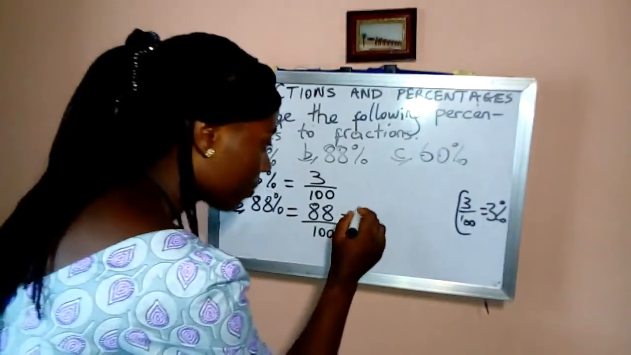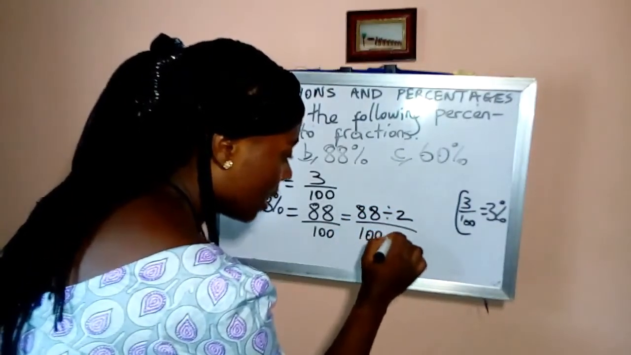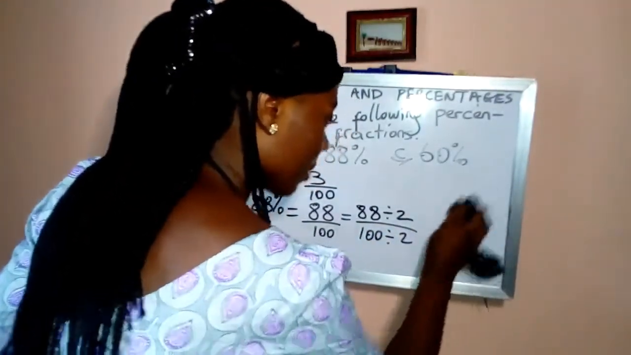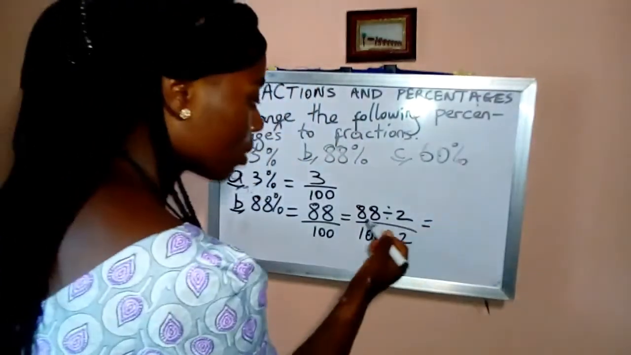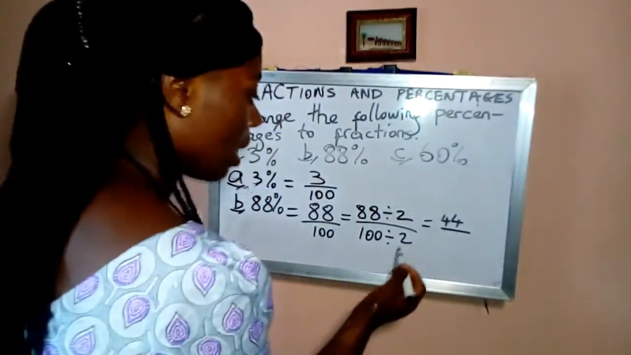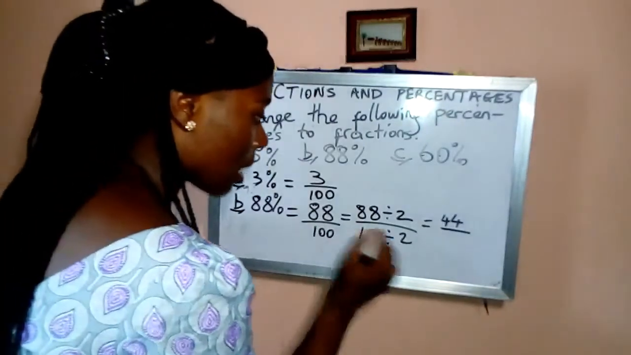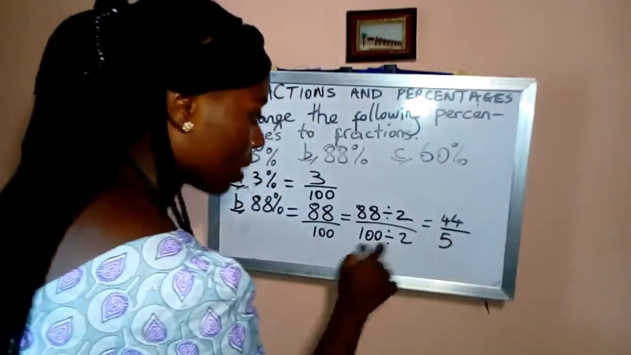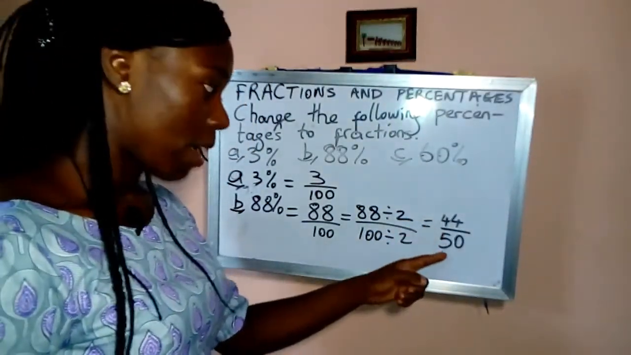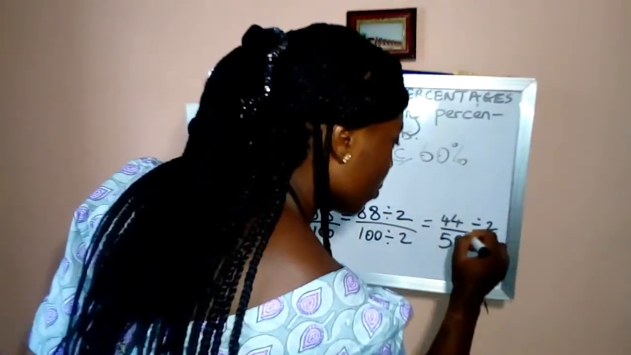So let's see. 88 divided by 2 all over 100 divided by 2. 2 into 8 gives 4. 2 into 8 gives 4. 2 into 1 cannot, because 1 is smaller than 2, but 2 into 10 gives 5. 2 into 0 gives 0. So we have 44 over 50. Again, 44 is an even number and 50 is also an even number, so let's divide by 2 again.